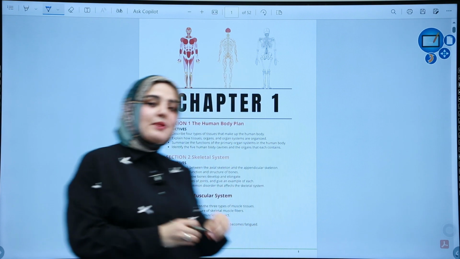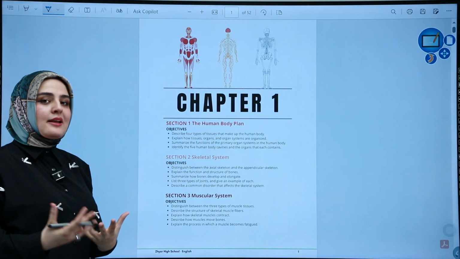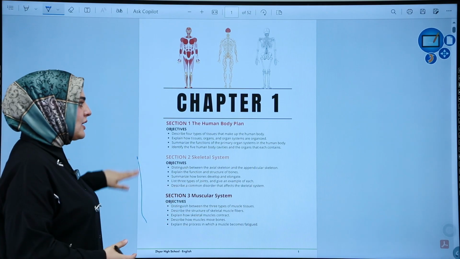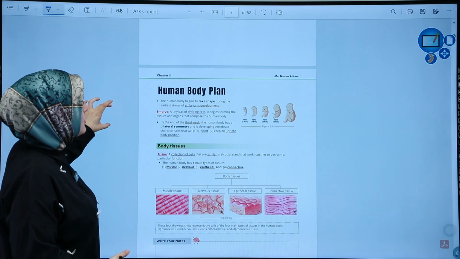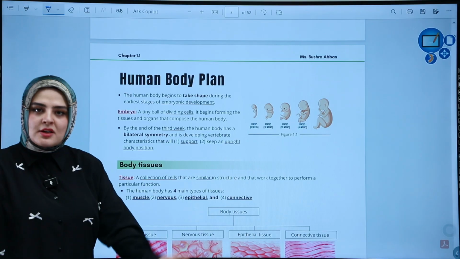Today's lesson is going to be the first section in chapter 1, which is about the human body plan. Since we're going to have a very long journey talking about all the systems, we need to know some basic stuff about the human body and how it's organized into organs, tissues, and organ systems.